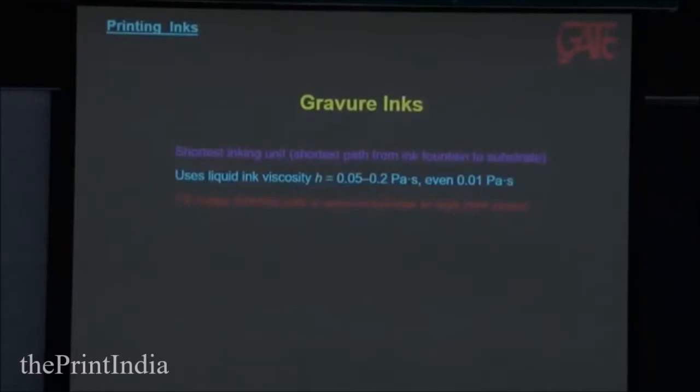Gravure inks: the shortest inking system. You have the image-carrying cylinder directly revolving in the ink trough. So it's the shortest path. It uses liquid ink, and the cells fill to form the image. It's like the anilox roll in flexo. In gravure it's a similar thing, but you have the depth at different levels because you have to create the image, not just for ink transfer.